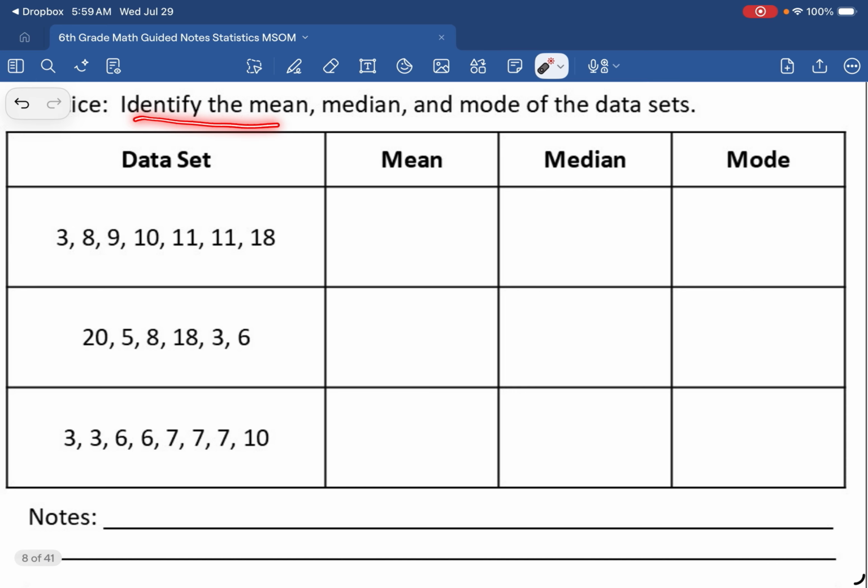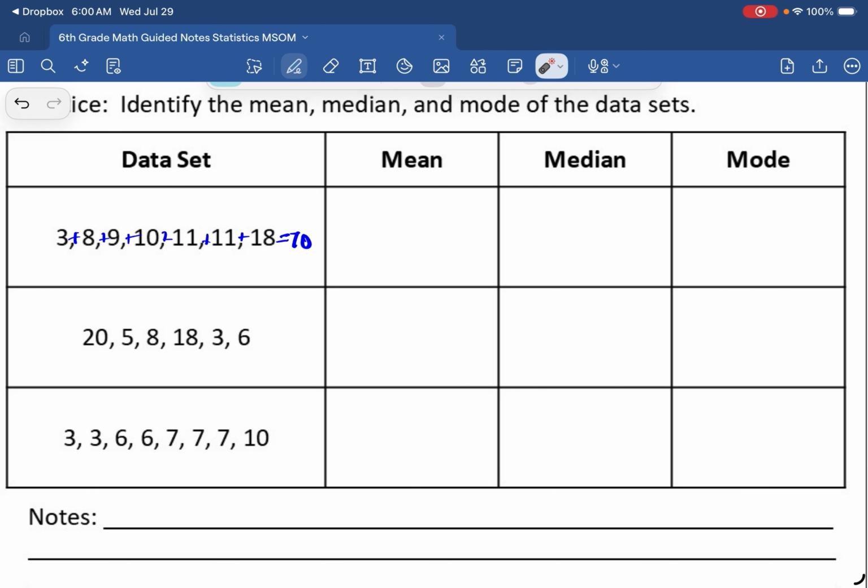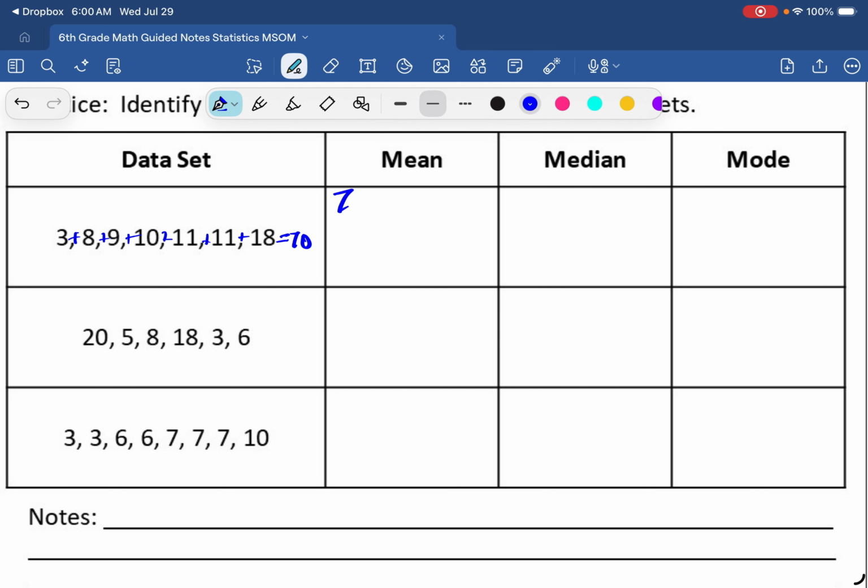Identify the mean, median, and mode of the data sets. So let's look at this set right here. We're going to find the mean, which means I need to sum all of those digits up. 3 plus 8 plus 9. If I sum all of those up, that gives me 70. And I have 1, 2, 3, 4, 5, 6, 7. I have 7 data points. So 70 divided by 7, that means my mean is 10.